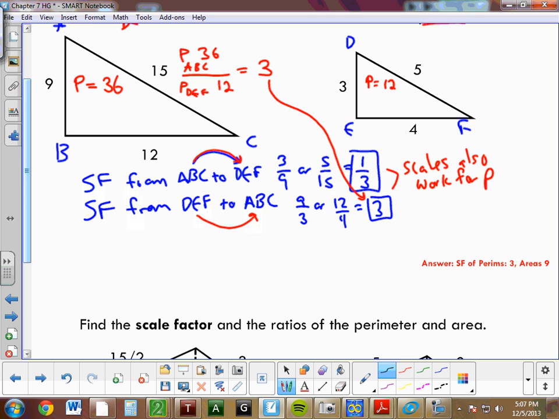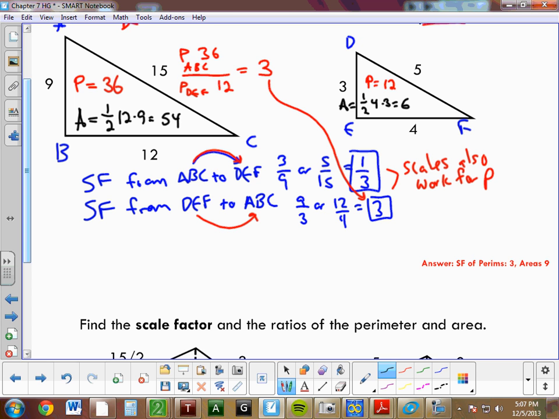If I calculate the area of this triangle, which is 1/2 the base times the height, that's 1/2 the base times the height. Half of 12 is 6. 6 times 9 is 54 units squared. If I do that with the one here, half the base times the height, which is area, by the way. Half of 4 is 2. 2 times 3 is 6.